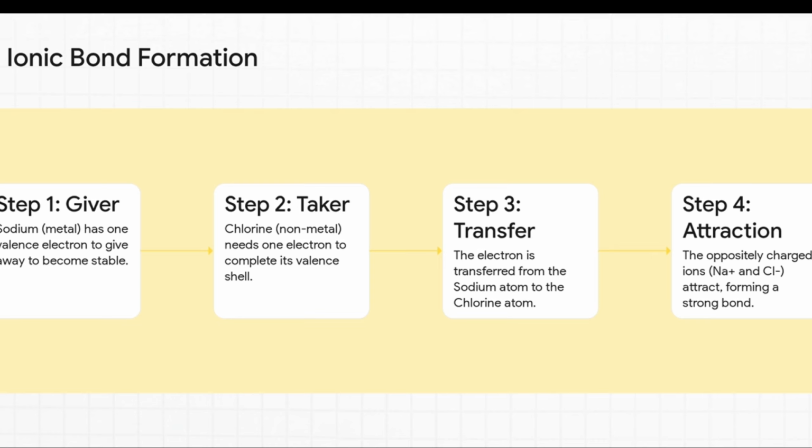The electron literally jumps from the giver to the taker. And that changes everything. Sodium becomes positive, chlorine becomes negative. And since opposites attract, they snap together, forming a super strong ionic bond.